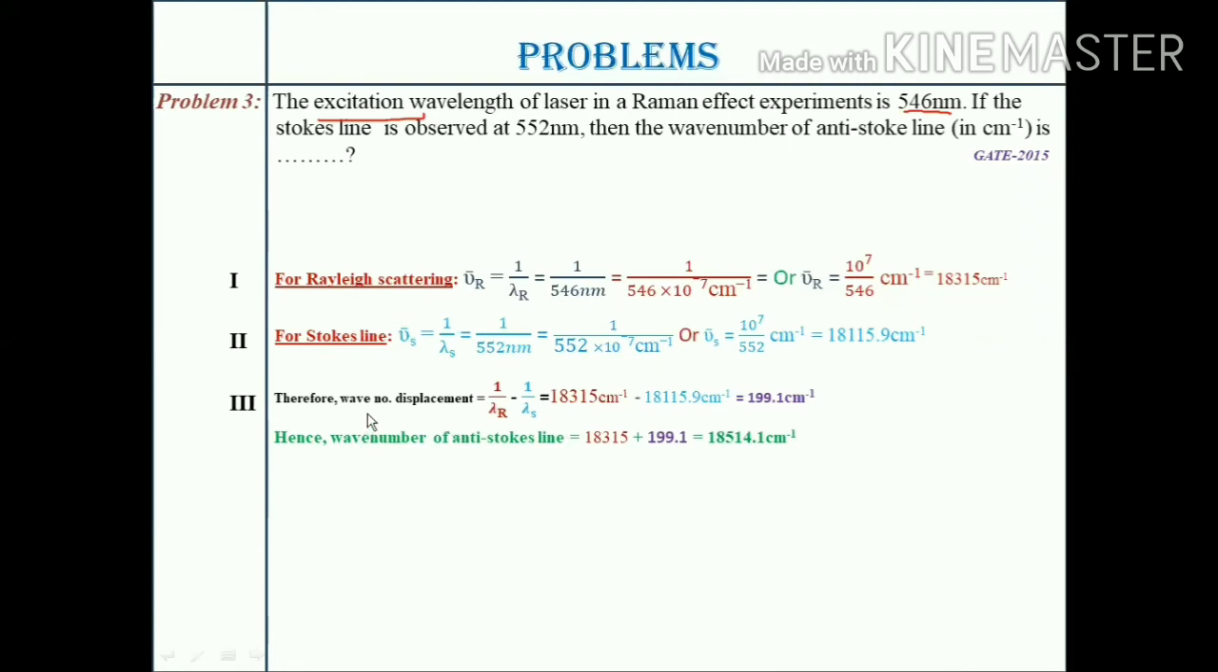Okay, so the Raman shift or the wave number displacement will be the difference between the two values, and that comes out to be 199.1 centimeter inverse. Now, this is the Raman shift or the wave number displacement. Let me go back to the question. What is he asking? He says the wave number of anti-Stokes line.